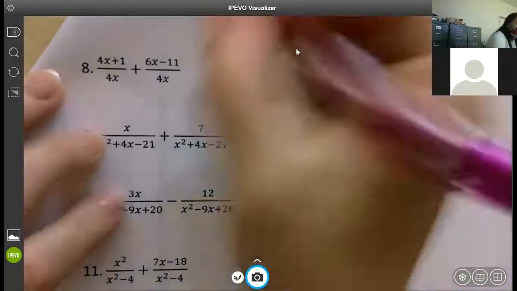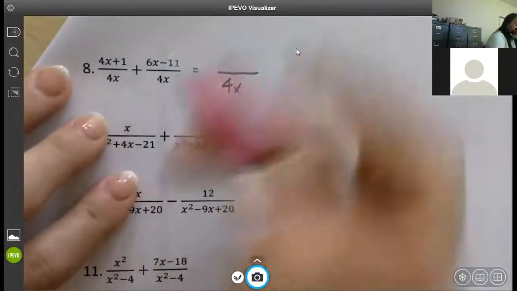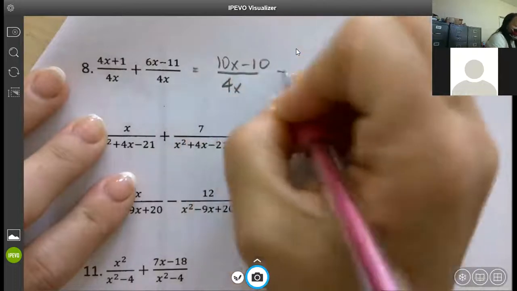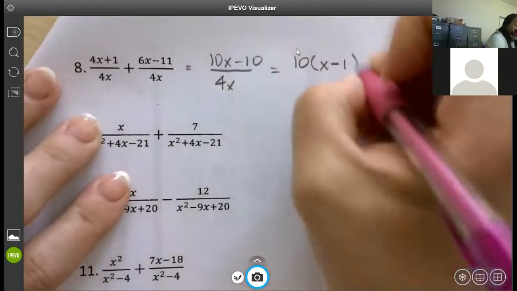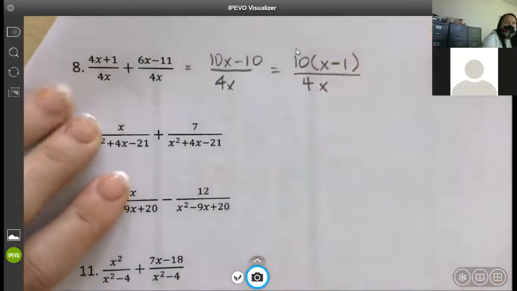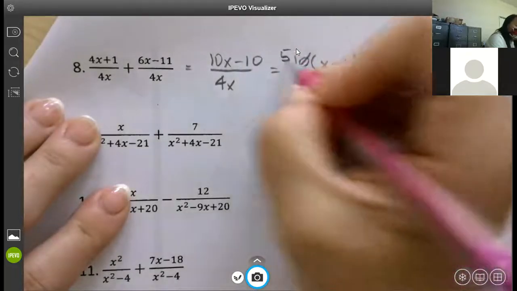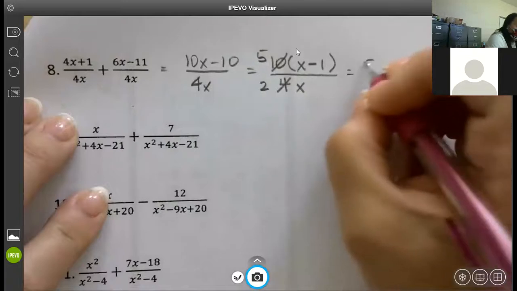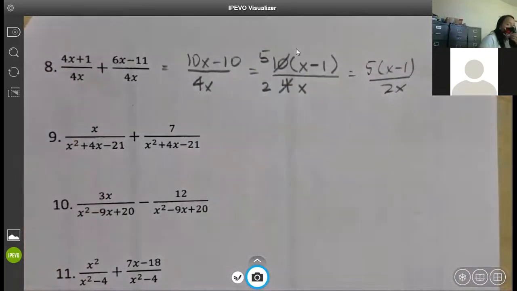Your next one, you had a 4x on the bottom. On the top, 4x plus 6x is 10x. 1 minus 11 is negative 10. So we can see on the top that we have a factor of 10 that we can pull out, and it leaves us with x minus 1. On the bottom, 4x. 10 over 4 will reduce to 5 over 2, both divisible by 2. And that leaves us with a final of 5 times x minus 1 over 2x.